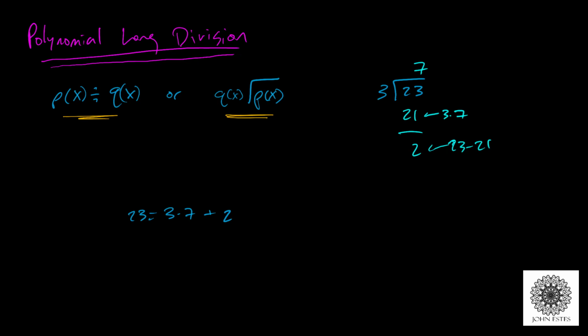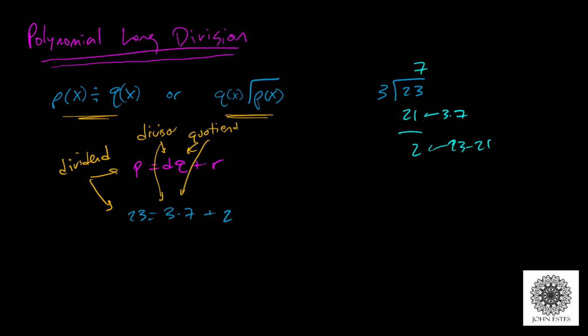The way to think about it in general is like this: P equals dq plus r. Each of these things has a term. P, or 23 in this case, is our dividend. The d, the thing that we're dividing by, is our divisor. Q, or the number of times the divisor goes into the dividend, is our quotient. And lastly, the r, the thing that's left over, is called my remainder. This is how division works in general.